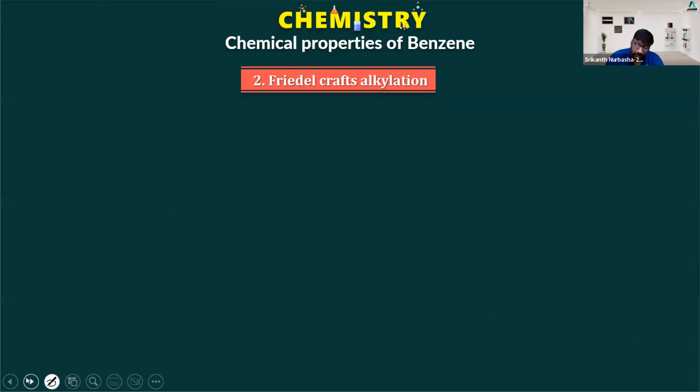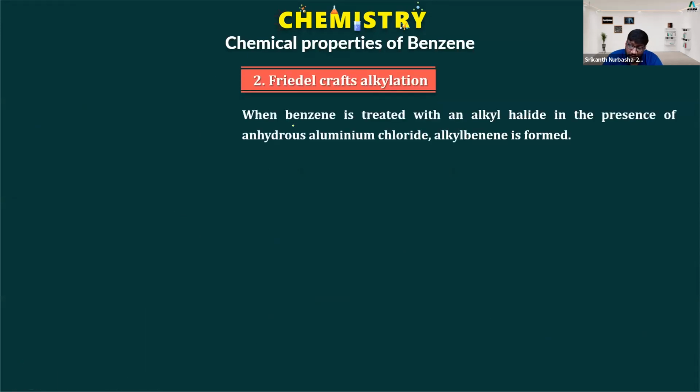All right. Friedel-Crafts alkylation reaction. When benzene is treated with alkyl halide in the presence of anhydrous AlCl3, alkyl benzene is formed.